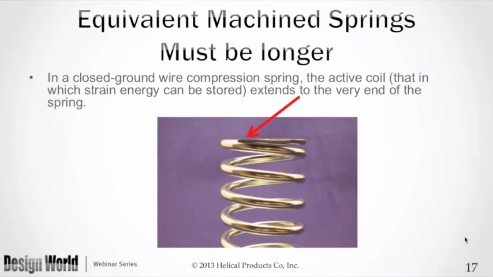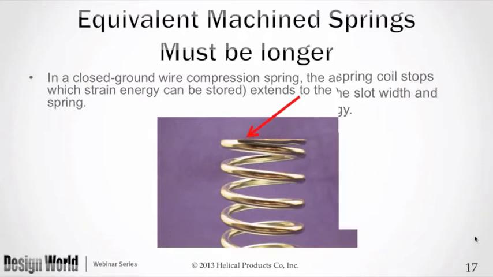The header here says equivalent machine springs must be longer, and let's address that a little bit. Here's a typical closed and ground wire spring, and you can see the active coils go all the way to the very end. And there is the potential of storing energy in that coil all the way to the very end of the coil. This works out very well for automotive valve springs. It keeps the whole package as small as possible, and also other applications where length of the overall spring is a sensitive issue.